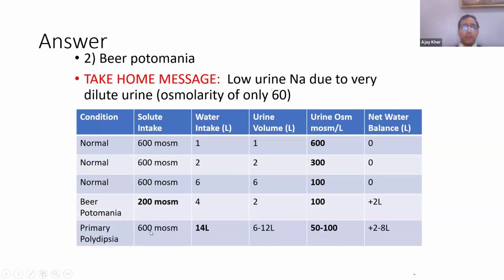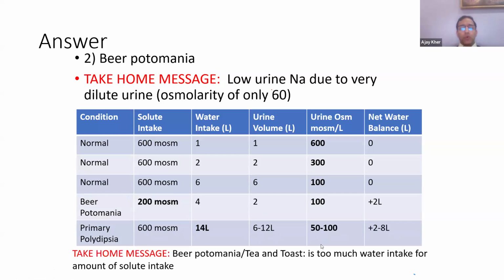In primary polydipsia, you have a normal solute intake, but you have an excessive water intake of about 14 liters. And depending on whether you're at 50 or at 100, you'll put out somewhere between 6 to 12 liters, and the remaining water is going to be extra. And so that is what is going to drive the hyponatremia and then maintain the hyponatremia. So the take home is that beer potomania or tea and toast is too much water intake for the small amount of solute intake.